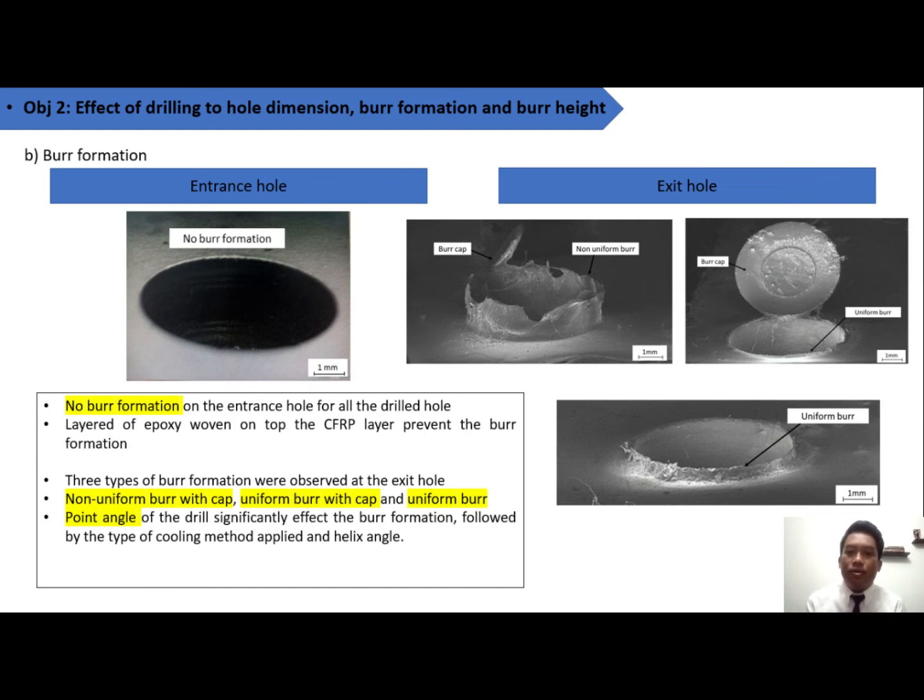For the exit hole, it shows that the burr formation is significantly affected by the point angle value. As we can see from the earliest slide, for point angle 120 degree, the burr formation is non-uniform and also quite big compared with the other run tests that use higher point angle values such as 130 and 140 degree. After point angle, you can see that the cooling method also affects the type of burr height produced on the exit hole. And finally, it is followed by helix angle.